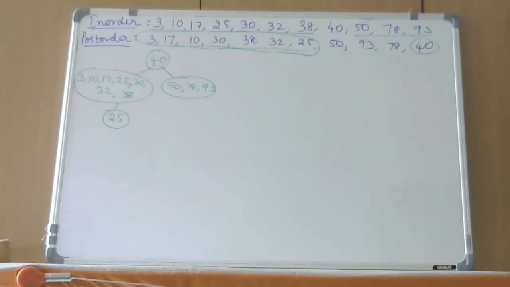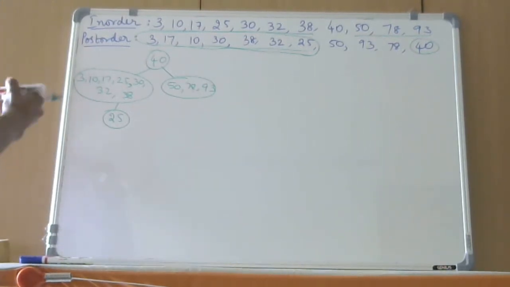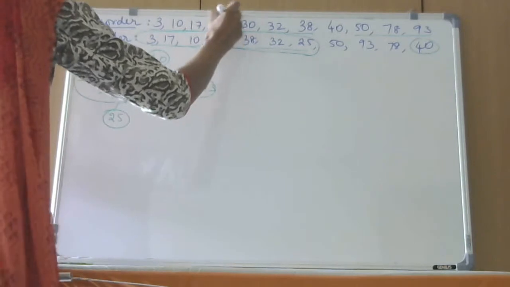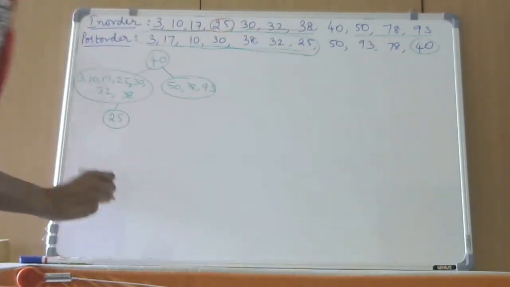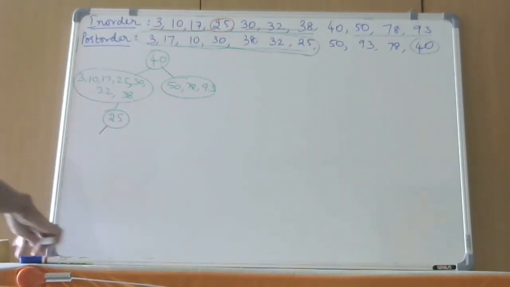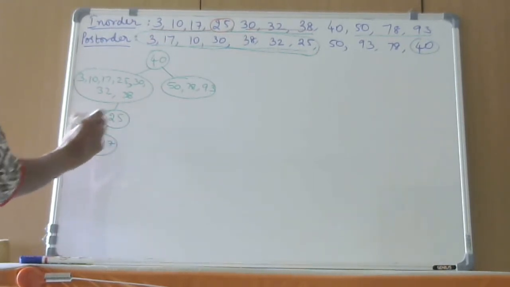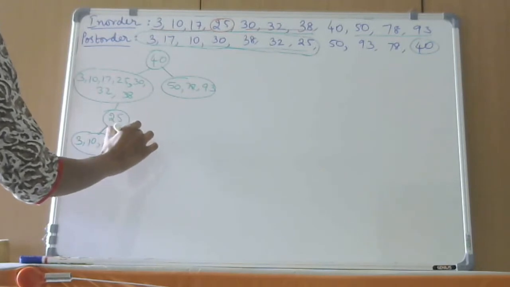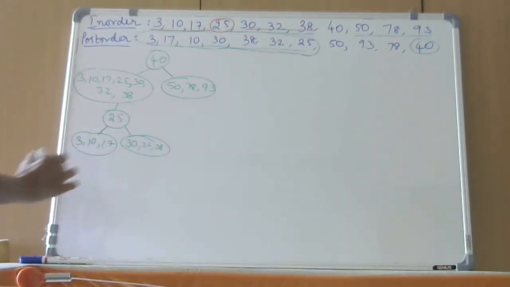Now come back to the in order. 25 is the root. Whatever is left of 25 is left subtree. Whatever is right of 25 is right subtree. So what will happen here? I will write this 3, 10, 17. They are all left of 25. Right of 25, what do we have? We have 30, 32 and 38.